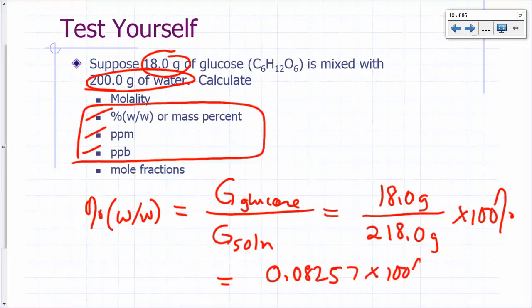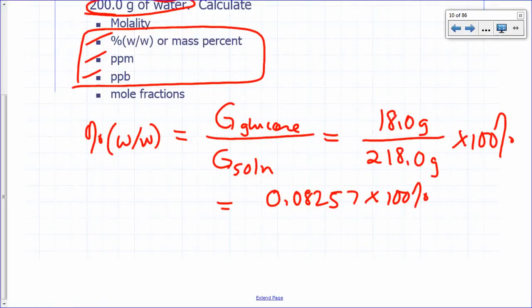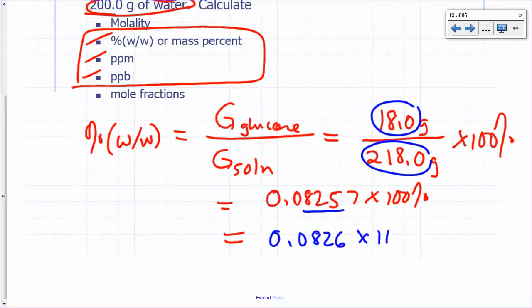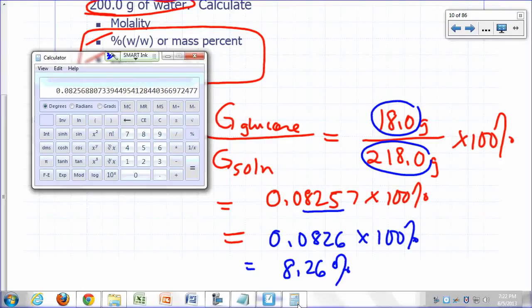Okay, so number of sig figs here, 3 sig figs in the numerator, 4 in the denominator. That means you need to keep 3 sig figs, 0.0826 times 100%. That's going to be 8.26%. Okay, right? Let me just verify my numbers. 18 divided by 218 times 100, yeah, 8.26%.